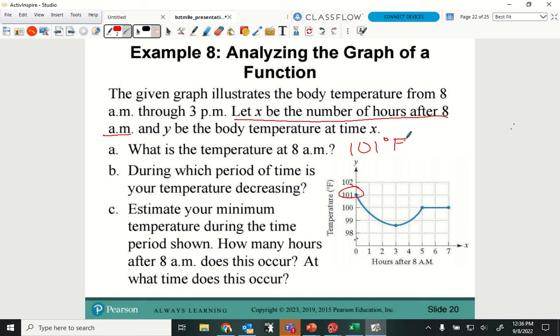Now, during which period of time is your temperature decreasing? When is it going down? When is the graph going down? It's 3 hours, but now it's asking for an interval. Period of time. So when does it start decreasing? It starts at 0, right? It starts at 0, so it's going to look like this. And it's decreasing until what point? So all this right here is decreasing.